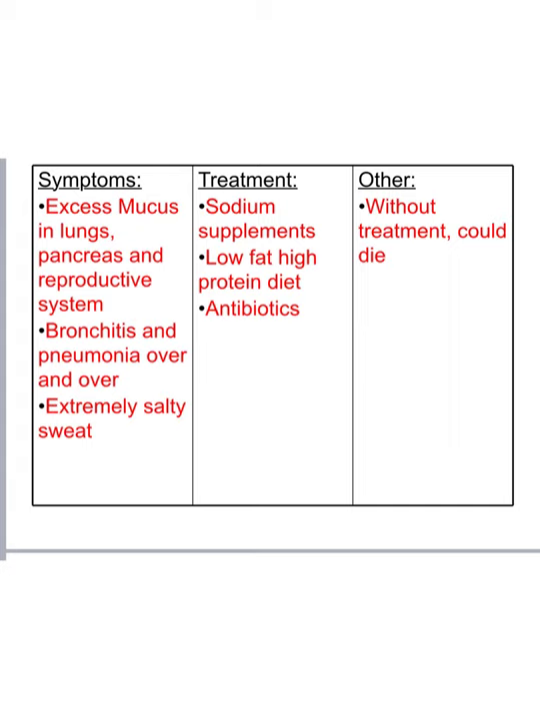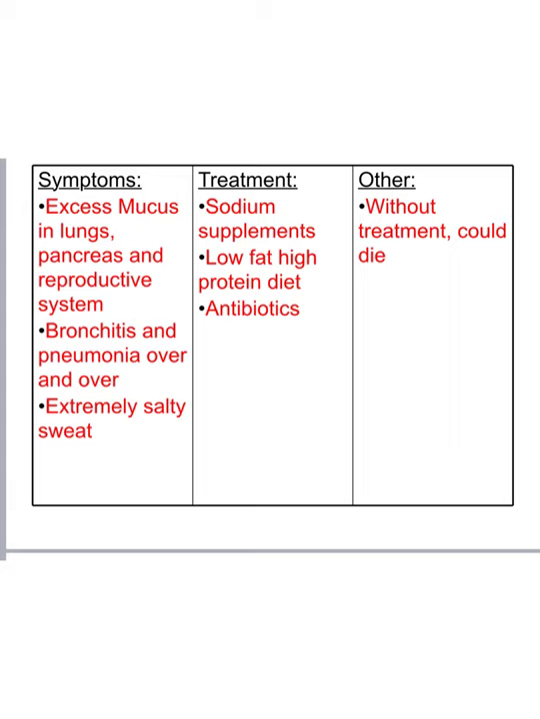Because they're infected all the time, they get bronchitis and pneumonia, which isn't good, especially right now, over and over again. So they miss a lot of school if they were a teenager with this type of problem. Another symptom, and this is the way they test for it, is they have extremely salty sweat. So they'll do a sample and test the salt content in the sweat, and they can diagnose cystic fibrosis.